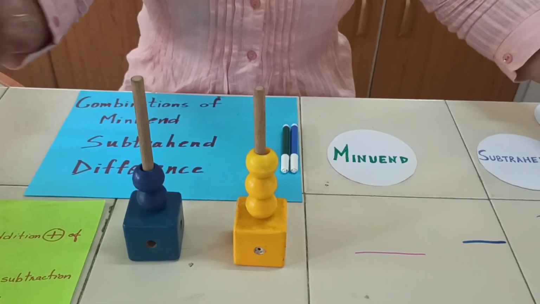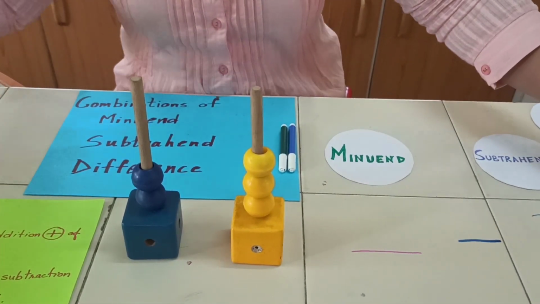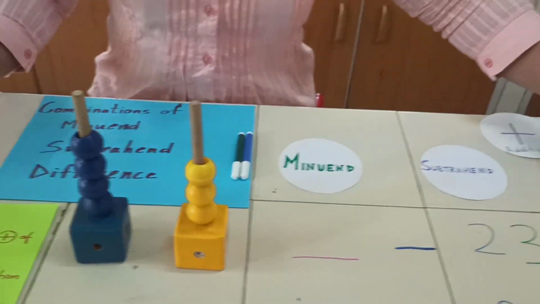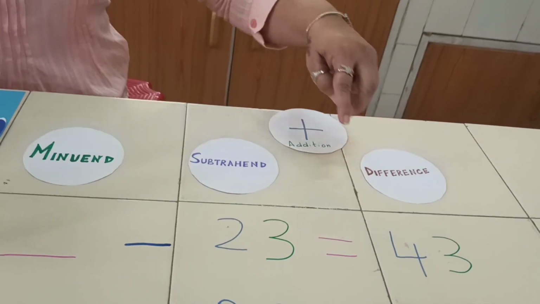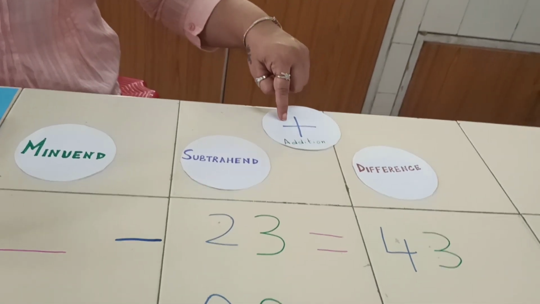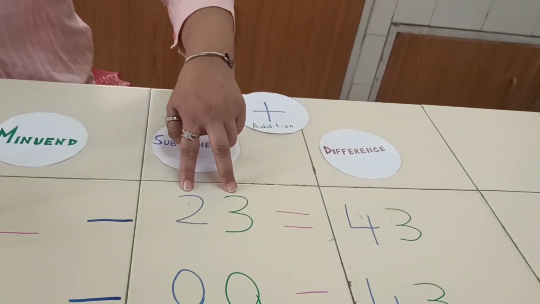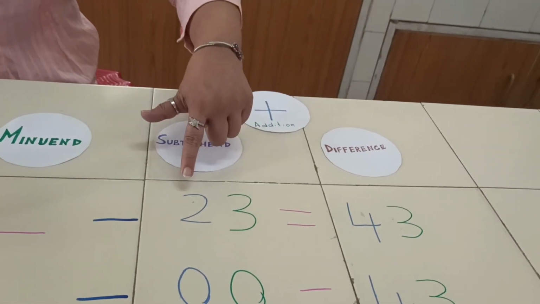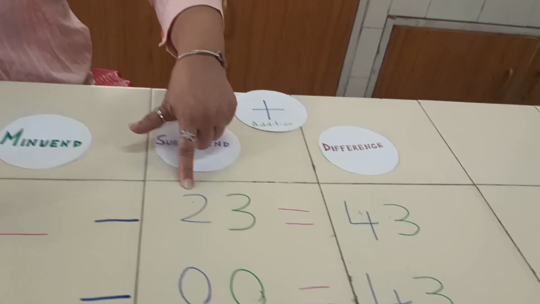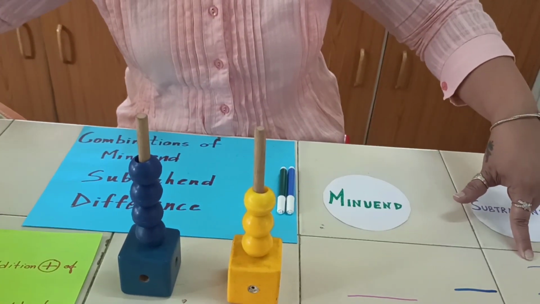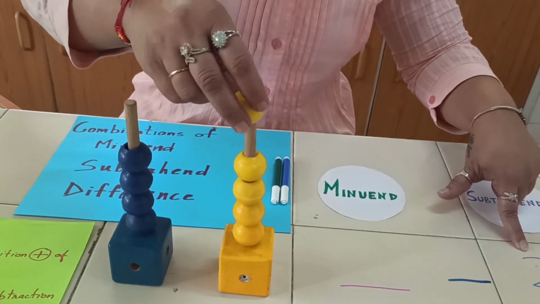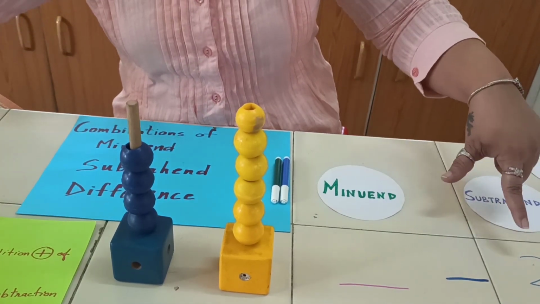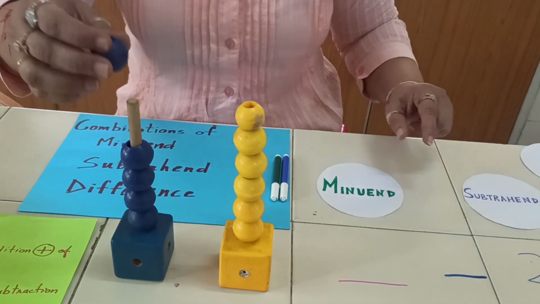1, 2, 3 and 4. I'm ready with my difference. Now as I need to add the subtrahend, I'm going to add these many beads here. That means 3 beads in the ones place and 2 beads in the tens place. Let's add and then see what our answer is. 1, 2 and 3 I've added in the ones place. I'm going to add 2 in the tens place.